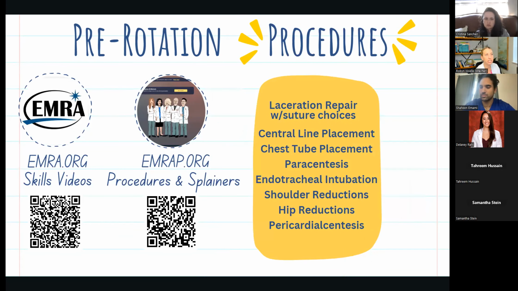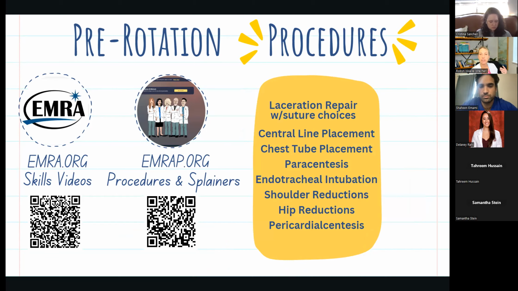All right, pre-rotation, preparation for procedures. There's a wide variability of experience and procedure. Some medical students come to us and they've never even done a rectal. Some medical students come to us and they've put in several lines. So there's a wide variation. These are some very helpful resources for you.